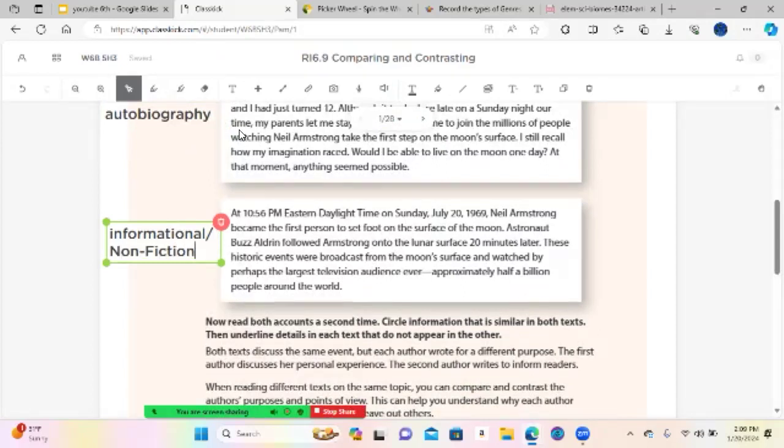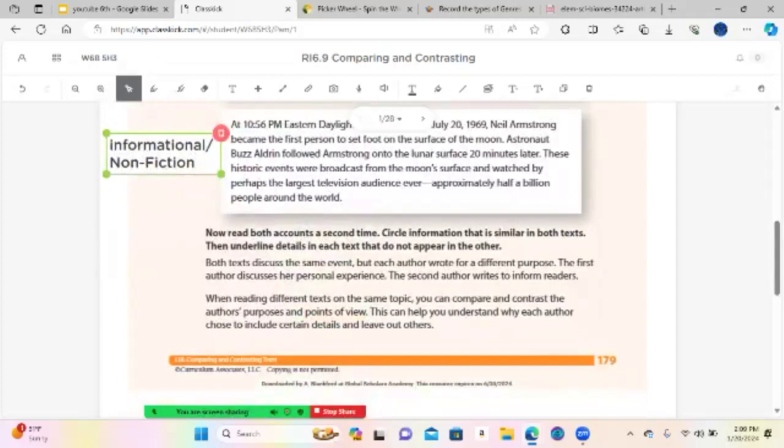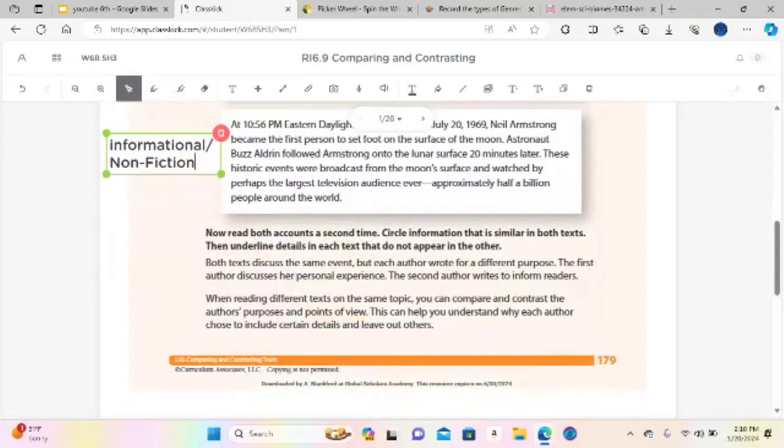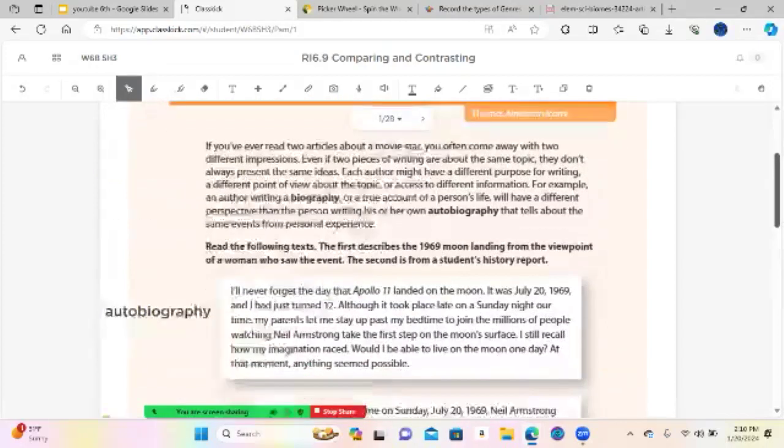Okay, so now it says read both accounts a second time. So I'm going to ask you to pause the video and read both of the accounts a second time. Once we have done that, we're going to circle the information that is similar in both texts, then underline details in each text that do not appear in the other. So let's start with the similarities. So let's circle all the similarities now.